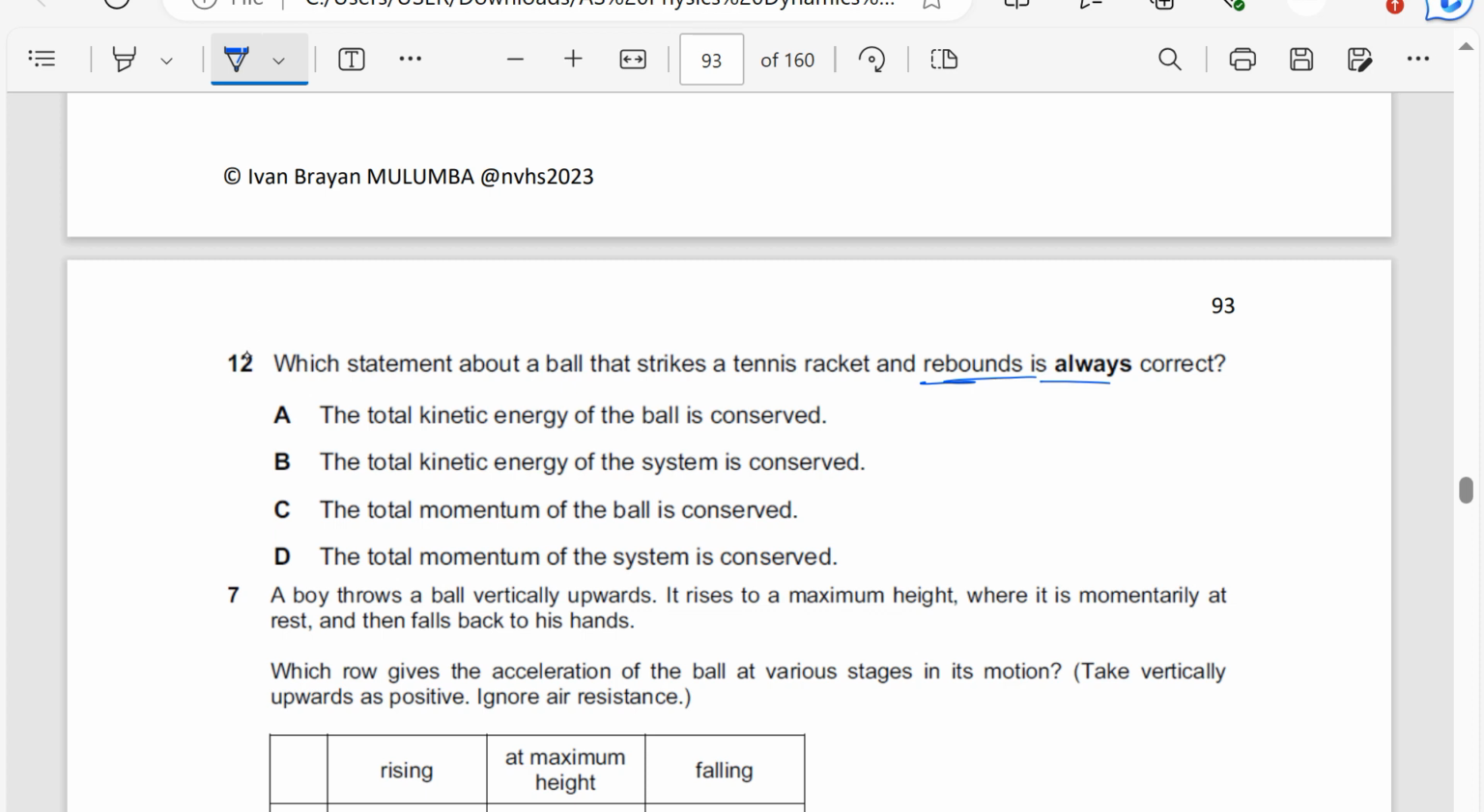Which statement about a ball is just a ball? Okay, so if it is just a ball, it means the momentum of the ball is not conserved. But if we consider the ball and the racket, then total momentum of both will be conserved. But since it is just about a ball, its momentum is not conserved. So total momentum is not conserved.